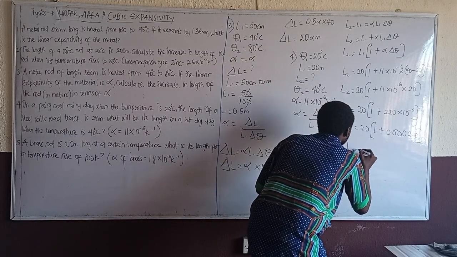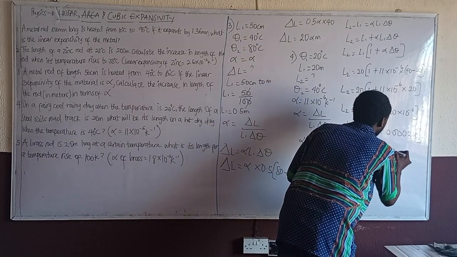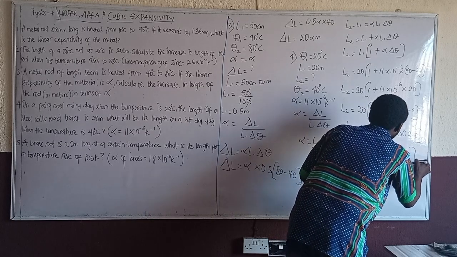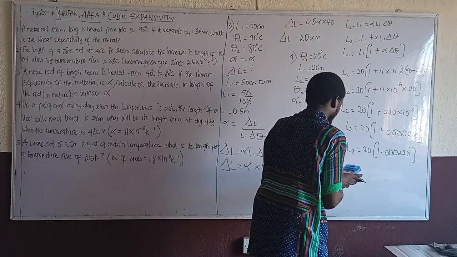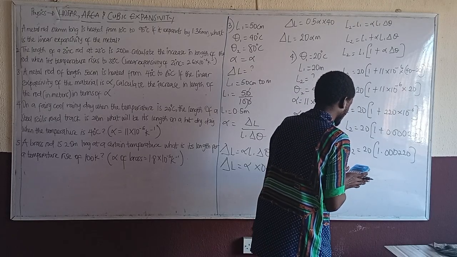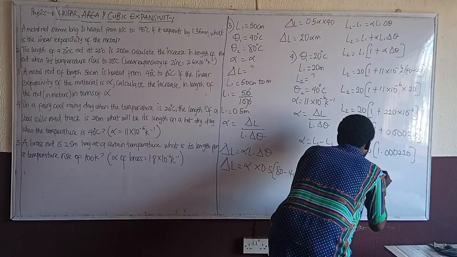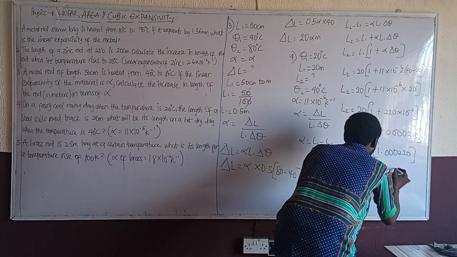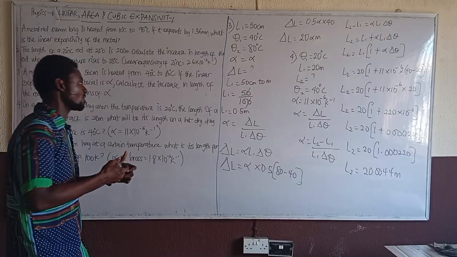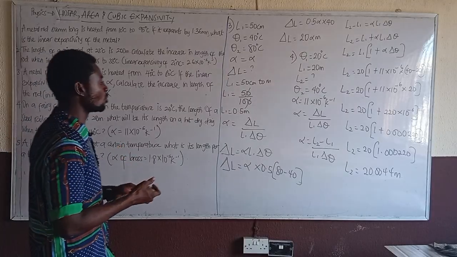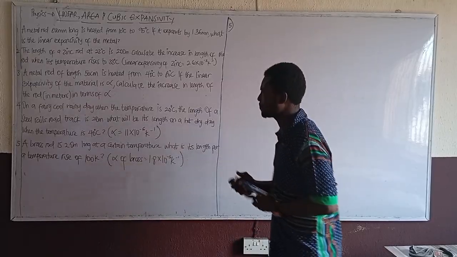So my L2 is 20 times 1.000220 when you add. That's giving 20.0044 meter. So that is my L2. That is number 3 and number 4. So we move to number 5, the last question for this part.